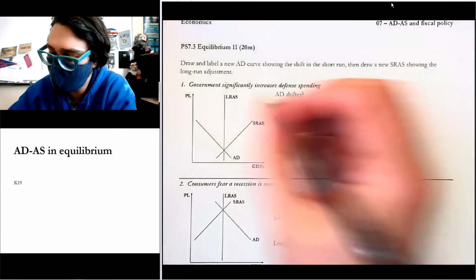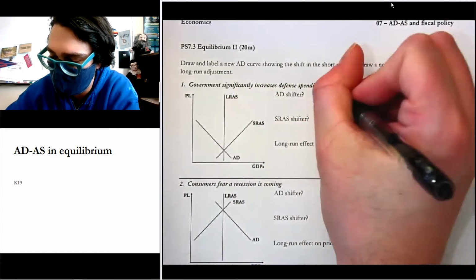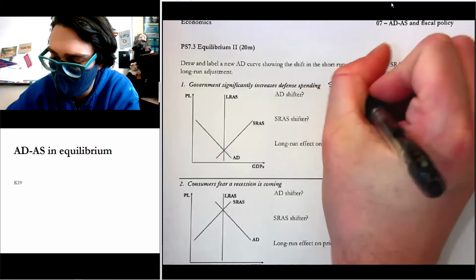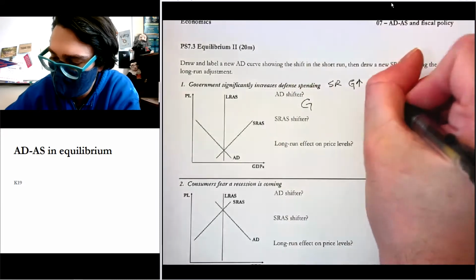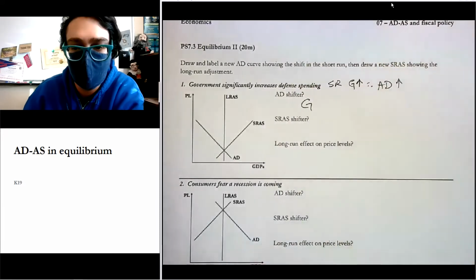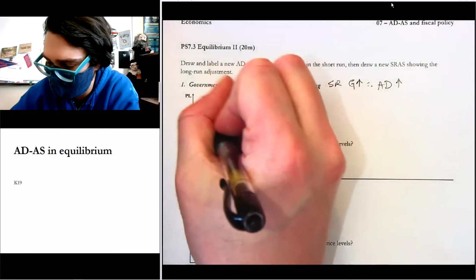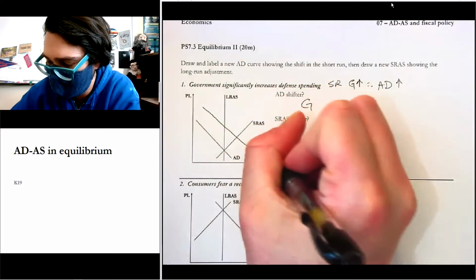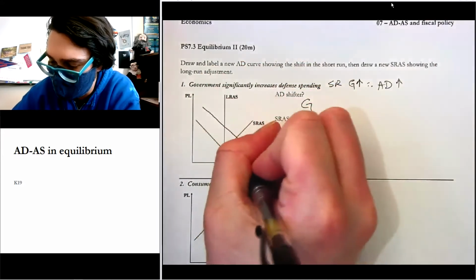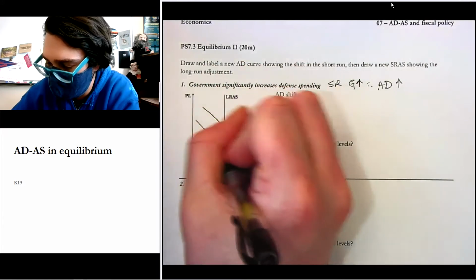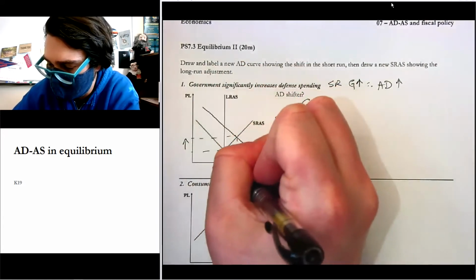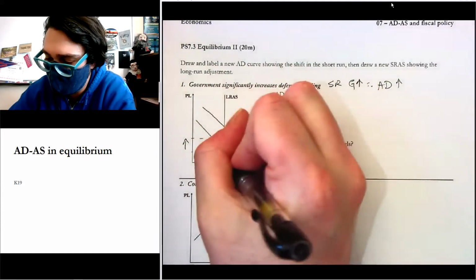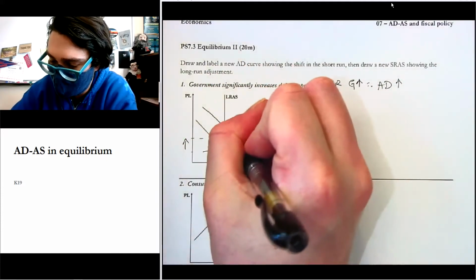So in the short run, it says government significantly increases defense spending. We would say government spending goes up, so we'd say G here, and so aggregate demand is going to increase, right? So we'll start with AD, and we'll say AD2. Now, what happened to prices? Well, they went up, and output went up, right? And so we went from point A to point B.